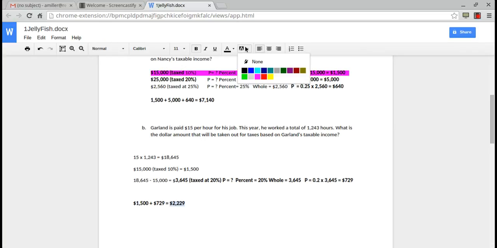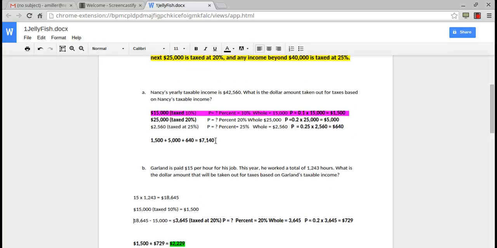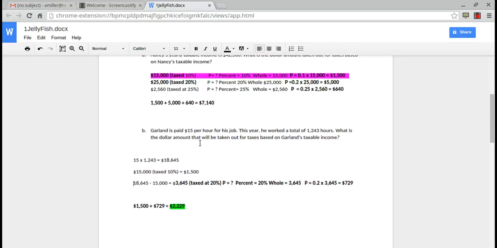And this makes sense that it's lower than Nancy's, right? He only makes a little more than $18,000 a year, so he's paying about $2,000 in taxes. Nancy makes more than twice that, so she's going to pay more than twice that amount. She's paying a little more than $7,000. The next part is exactly like this part. If you need to rewatch it, I would suggest it. There's a lot of moving pieces, but good luck.